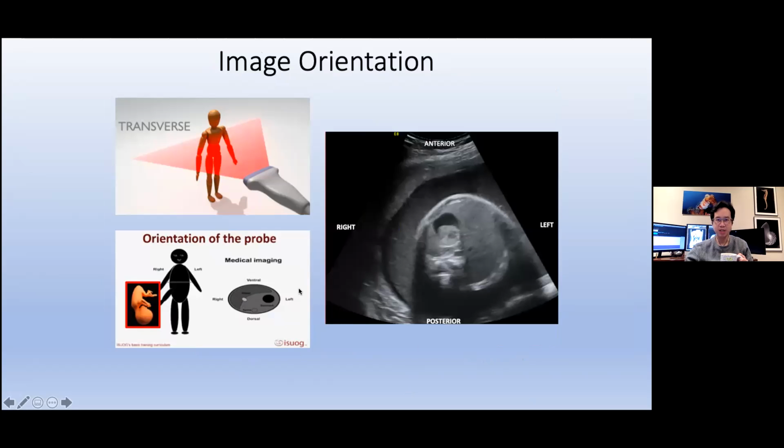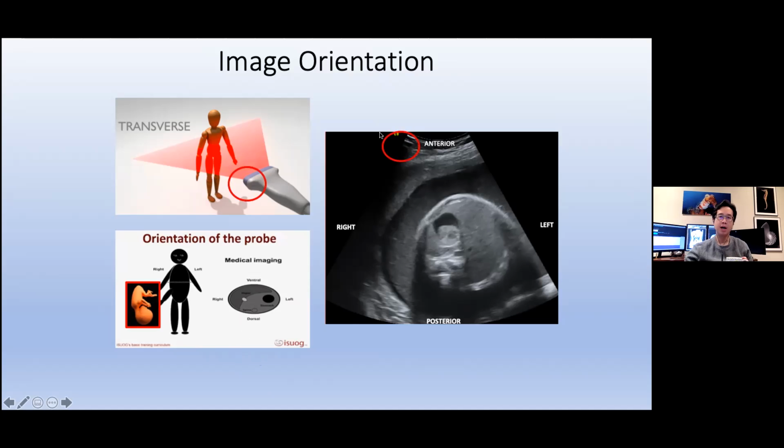Now, it's important that we orient the probe, as I mentioned, relative to the fetus. The maternal position may be different than the fetal position, because sometimes the fetal head is down. So you have to make those adjustments relative to the fetus rather than the patient.